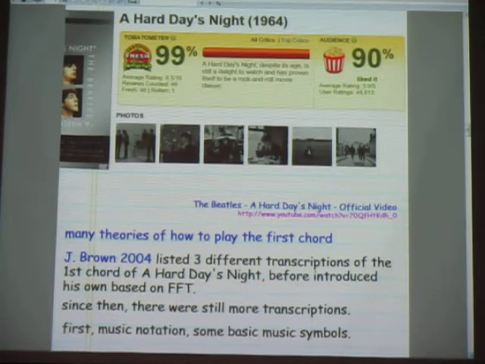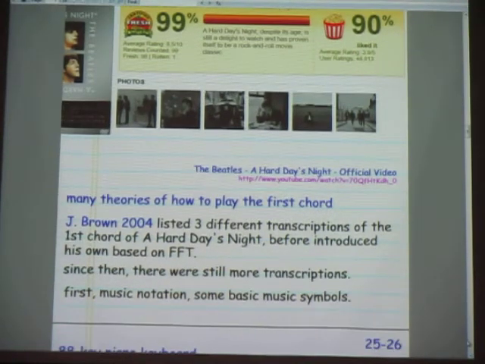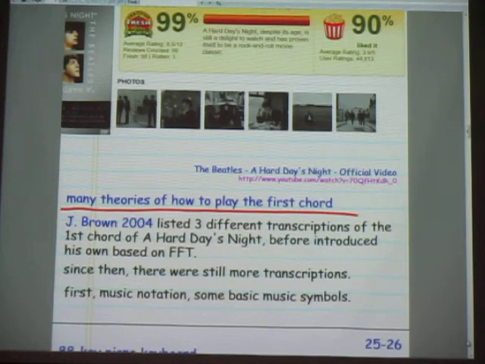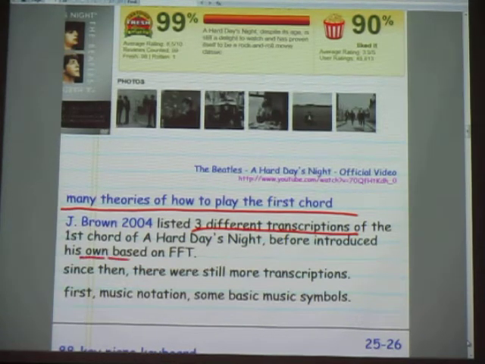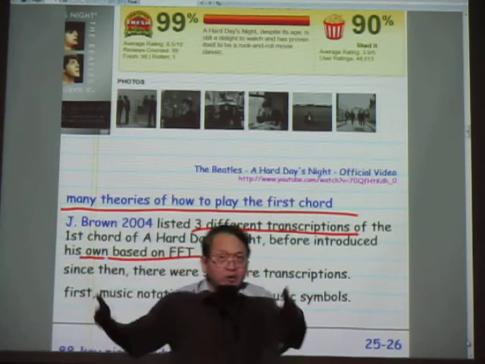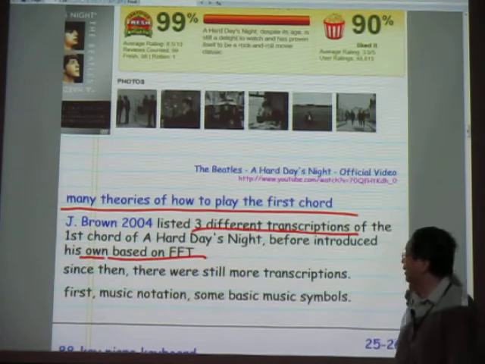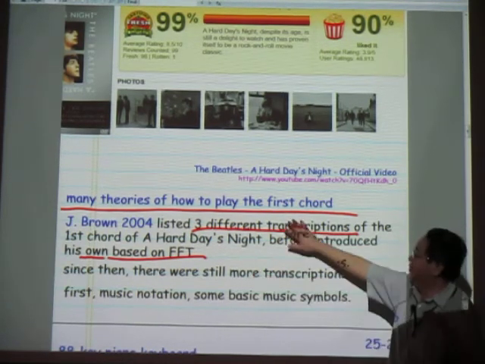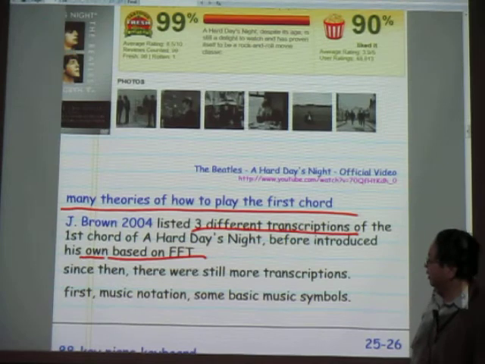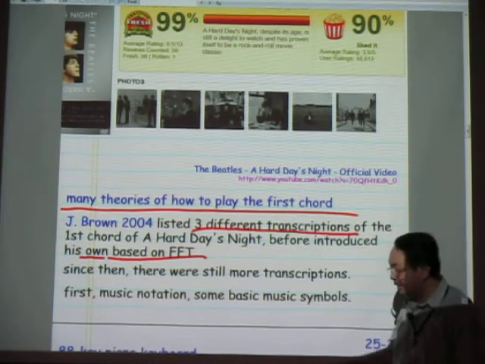And related to the paper by Jason Brown, there are many theories, meaning versions of how to play the first chord, and Jason Brown listed 3 different transcriptions or versions of the first chord that he found on the internet before he used fast Fourier transform to come up with his own version, scientifically and mathematically based on fast Fourier transform. Okay, and there are more transcriptions than the 3 that were listed by Jason Brown. And so that's the goal.